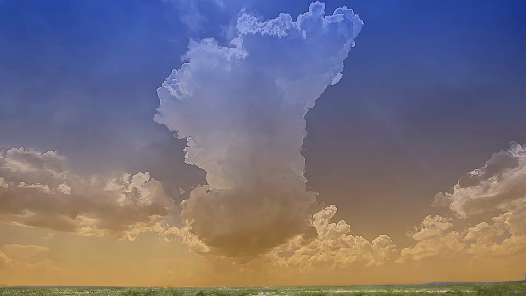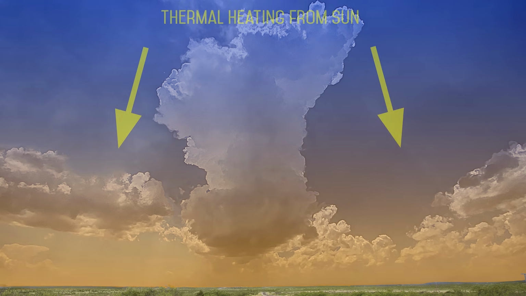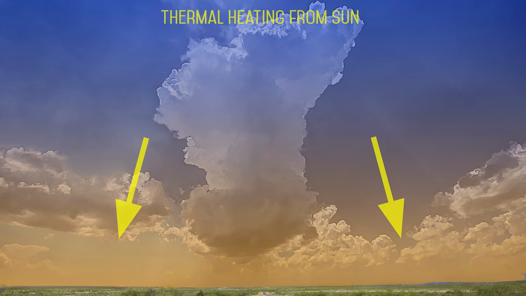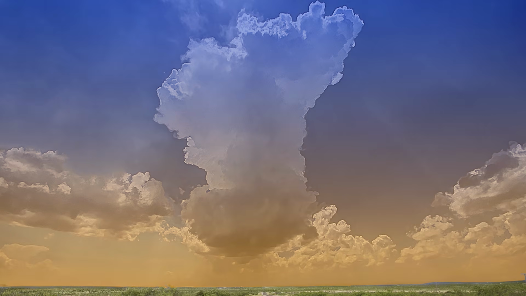Lift can also be obtained through differential heating. The sun heats parts of the earth at different rates. This creates different air densities. The propensity for air to rise increases with decreasing density.